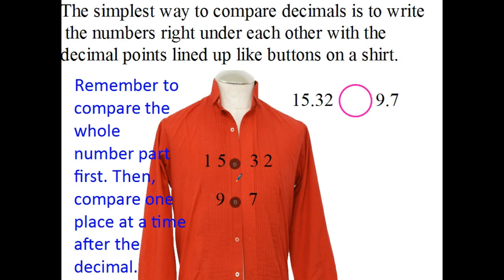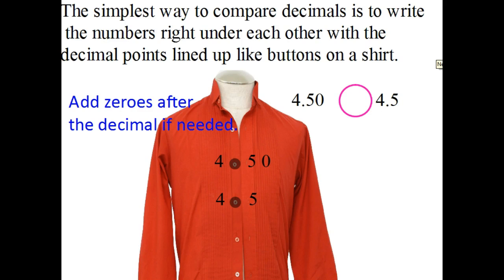Remember to compare the whole number part first. Then, if they're equal, I start comparing the decimal part one place at a time after the decimal. So I'm just going for the whole number part, and I notice I got a 15 and a 9. 15 is larger than 9, so 15.32 has to be larger than 9.7. Go to my next one.